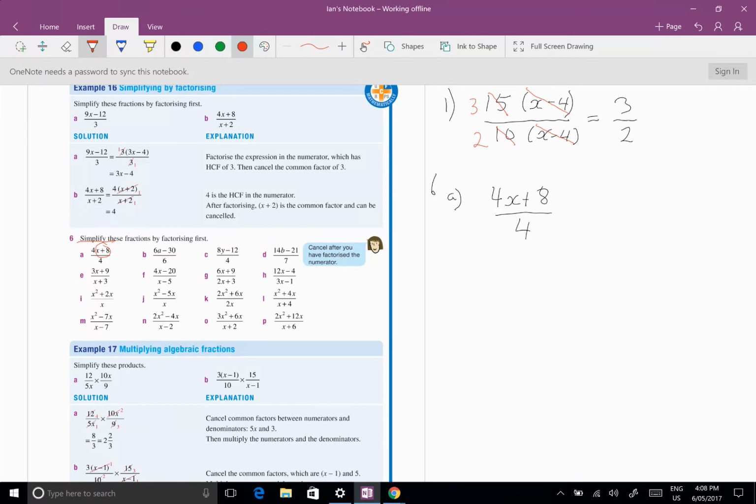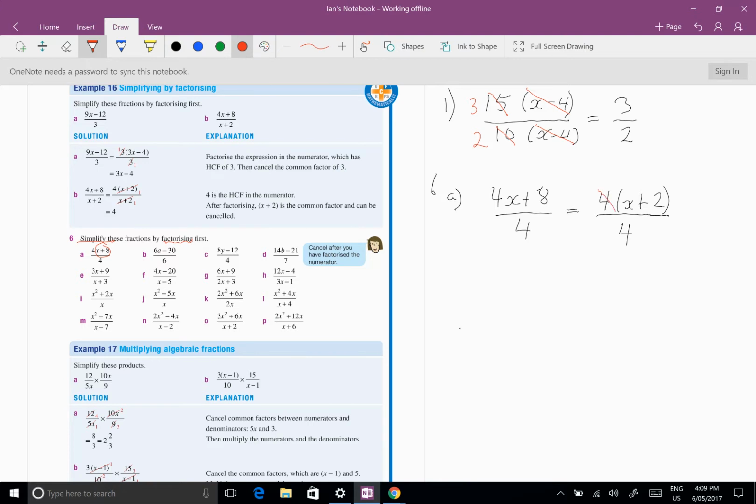And they gave me a hint in the question. Look, they said by factorising first. Well, that means I need to factorise the expression in the numerator here, because I can't factorise a 4. Well, I can factorise a 4, but I'm going to leave it alone. Now I can take a 4 out of the top, out of the expression on the top, and I'll be left with, well, x there, and take 4 out of that, or divide 4 out of that, and I get 2. And now the top is written as 4 times x plus 2, and I can cancel.